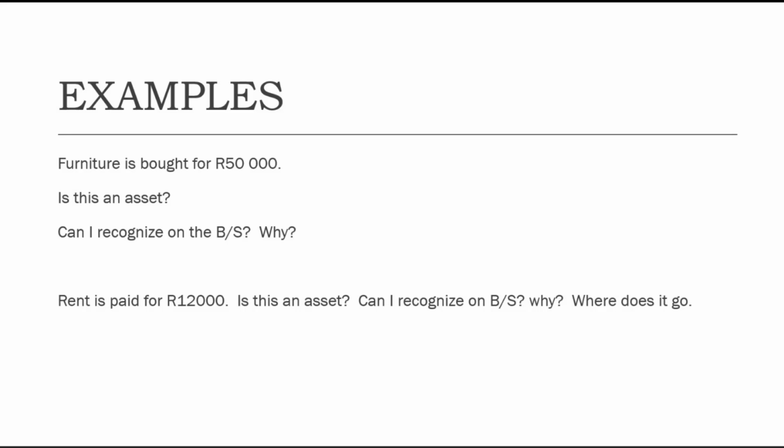The definition of an asset says it's a resource controlled by the entity. Is the furniture a resource? It is a resource, it's an item. Is it controlled by the entity? Yes, the entity has the furniture; they bought it. As a result of a past event, yes, the purchasing transaction. Will it lead to economic benefits? Yes, it will lead to economic benefit.